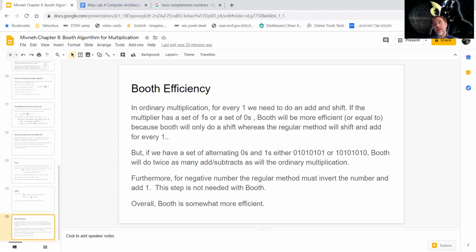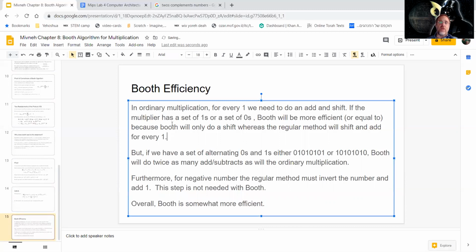But not just a set of 1s. Anytime there are 2 1s in a row, it'll be more efficient. Every time there is a 1, 1 progression, Booth will be more efficient because it'll just do a shift instead of doing a shift and an add. So Booth will be more efficient or equal to, because Booth will only do a shift, whereas the regular method will shift and add for every one. Okay, that's one efficiency of Booth.